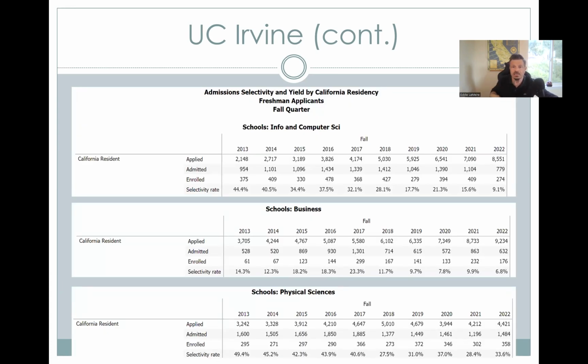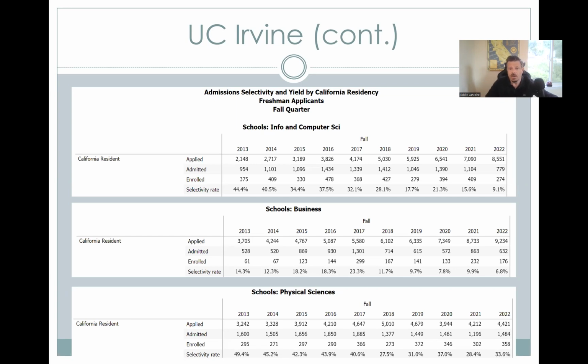When you see the breakdown of the numbers internally from Irvine's website, you get a real idea of how tough it can be, even at the college or school level. For info and CS, not necessarily the CS major itself, but for the whole school, less than 10%. For business, you're looking at less than 7%. For physical sciences, though, you're looking at 33, 34%.